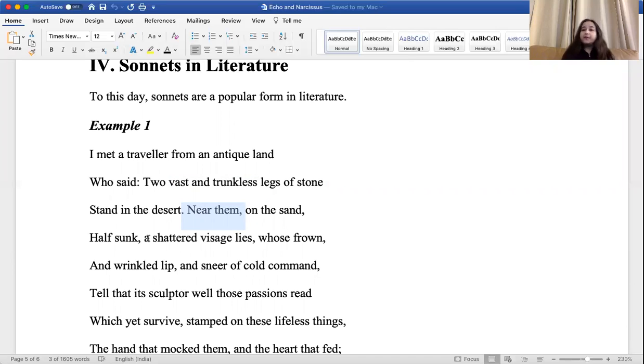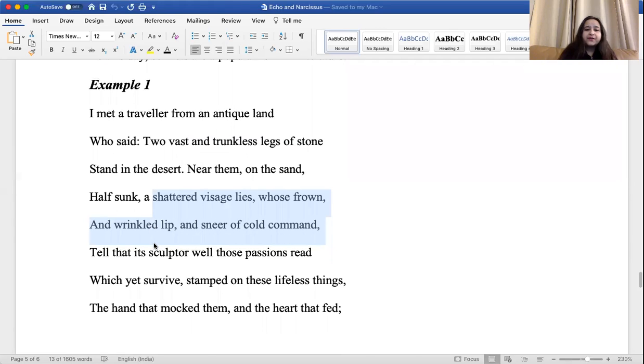So the face, the body of the person, whose frown and wrinkled lip and sneer of cold command. Now the face has a very strong, frowning look, and wrinkled lip. So the lip is not smiling. And sneer of cold command means he's in a very commanding position, a very proud and negative kind of proud. Tell that sculptor well whose passions read.